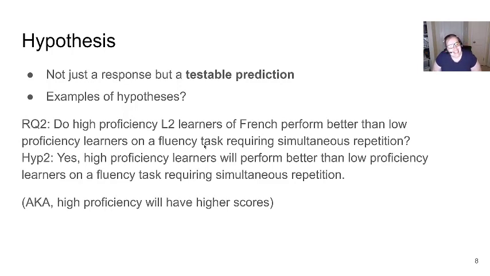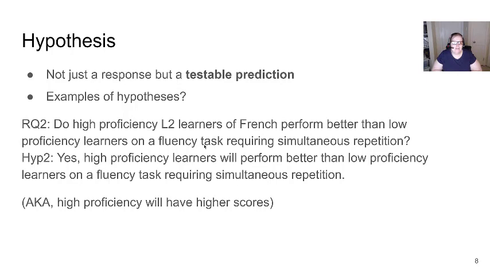Yes. Yes, high proficiency learners will perform better than low proficiency learners on a fluency test requiring simultaneous repetition. AKA, high proficiency will have higher scores on this measure than low proficiency. You know, there's a relationship between the way you frame the research question and the hypothesis. Does X do better? Yes or no, right? And so these are hypotheses.